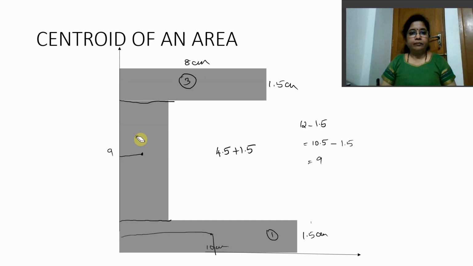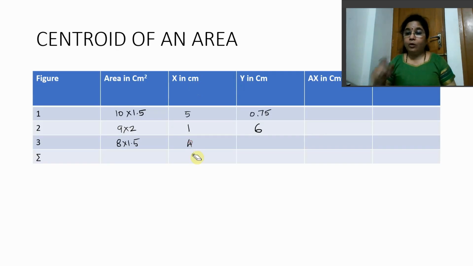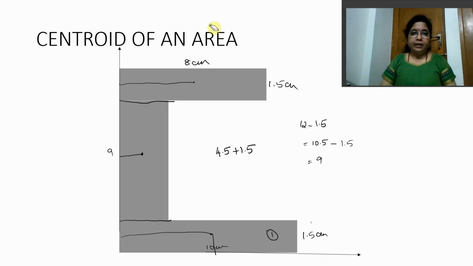What is x for the third figure? Again, your x would be somewhere here. The length is 8, the entire thing is 8 divided by 2, 4. This is fine. Now coming to y. Remember, this entire length is before that. This is a standalone figure, standalone area. So what is the y coordinate of this standalone area? This entire length is 1.5. Half of that is what?